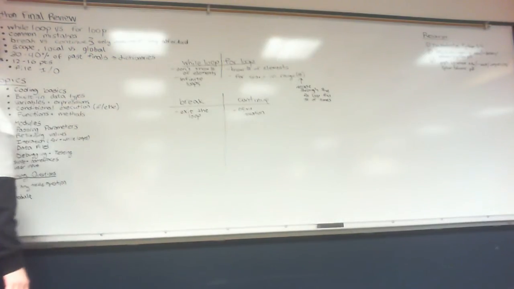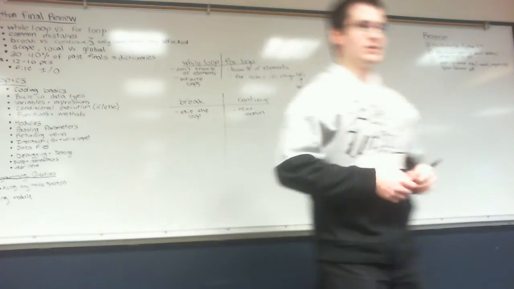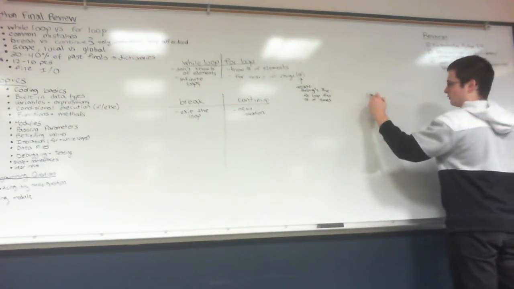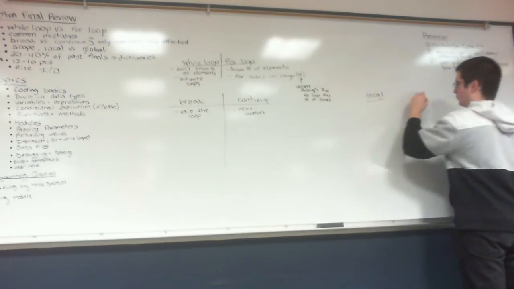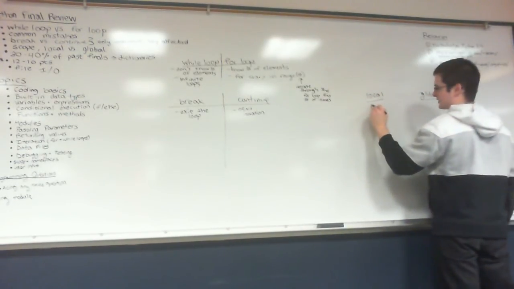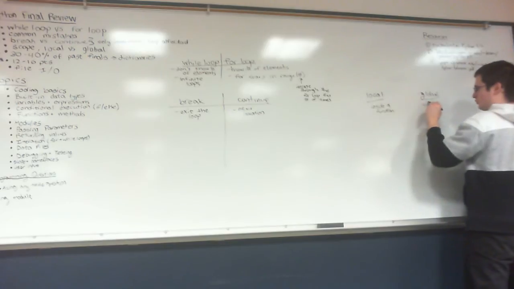Okay. So now we'll go to the scope of variables. So does anyone know anything about scope and namespaces? So basically, scope, we have local and we have global. So local is inside a function, and global is for the whole program.